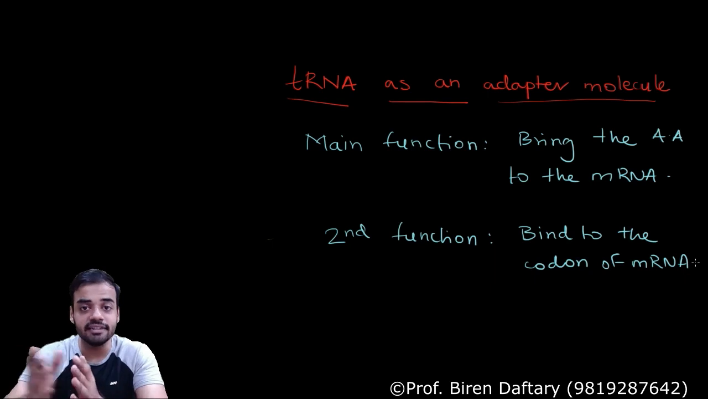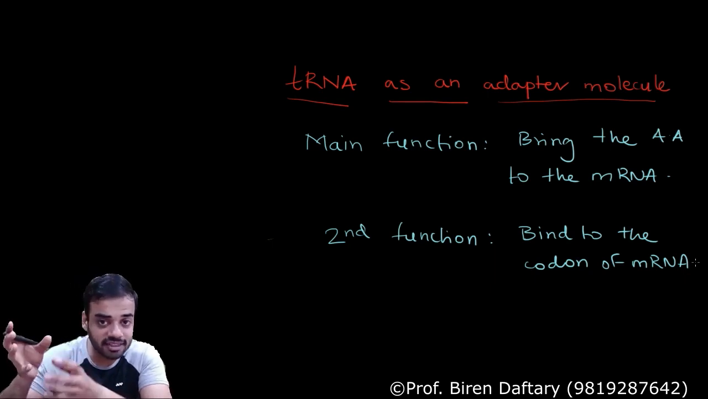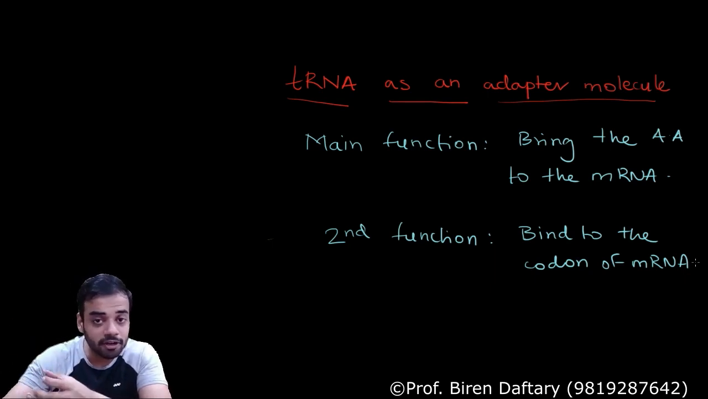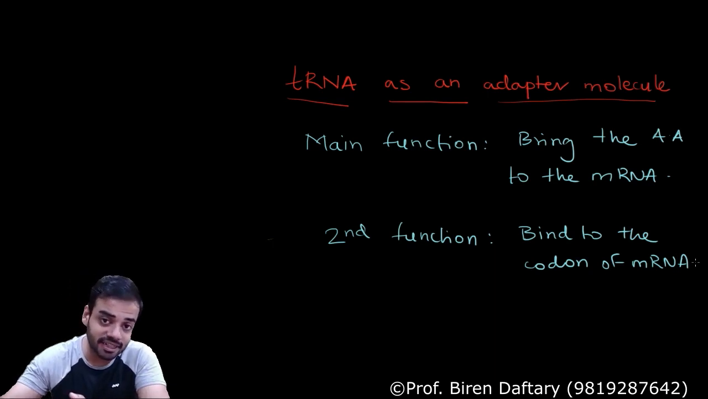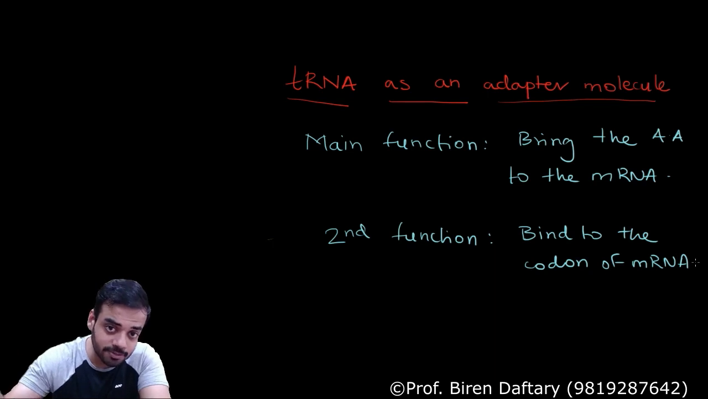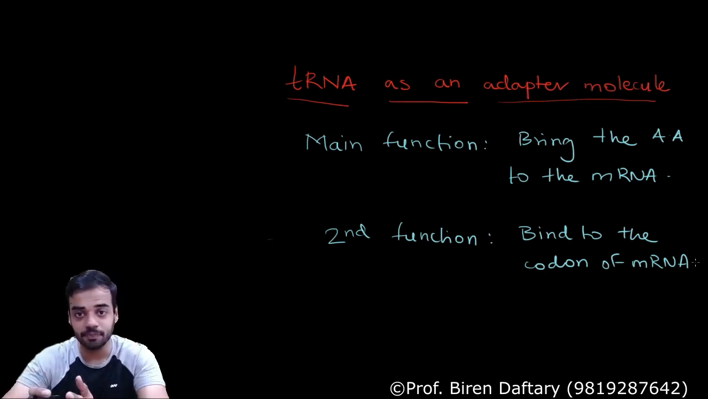Is this clear? Is it clear why tRNA is called an adapter molecule? If amino acids had the capability of directly coming to the mRNA, they would not have needed tRNA. Are you understanding? So tRNA basically recognizes the codon and brings the required amino acid. Okay, so that is the thing.